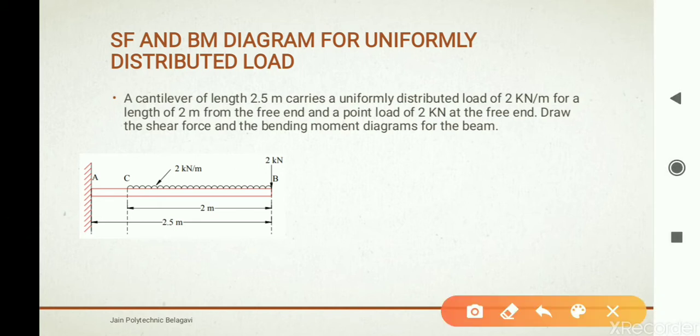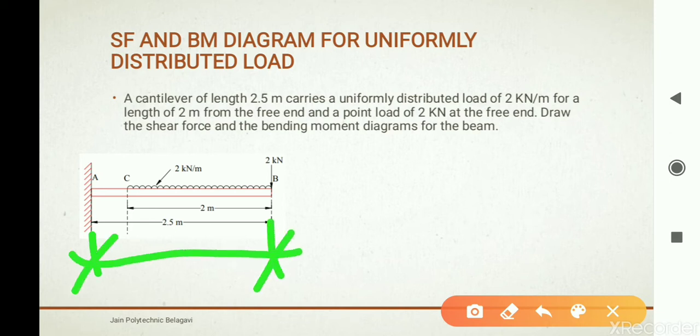Now here, the question itself you can understand first. A cantilever beam is fixed at one end and free at the other. Total span is 2.5 meters. The uniformly distributed load is spanning 2 meters from the free end, and a point load of 2 kN is acting at the free end.